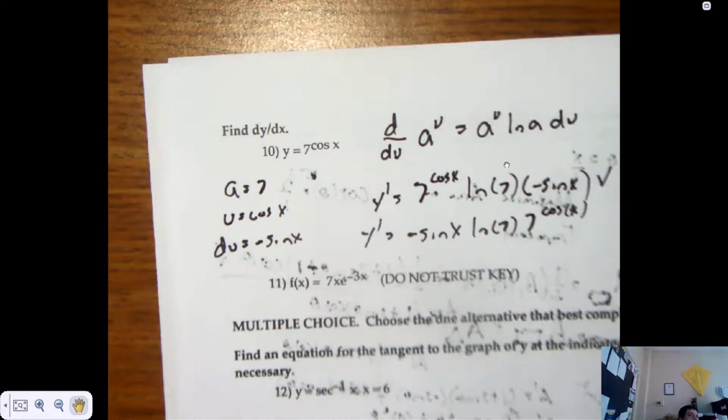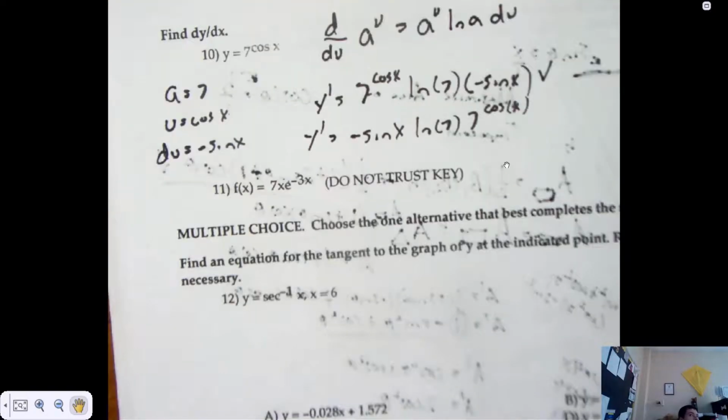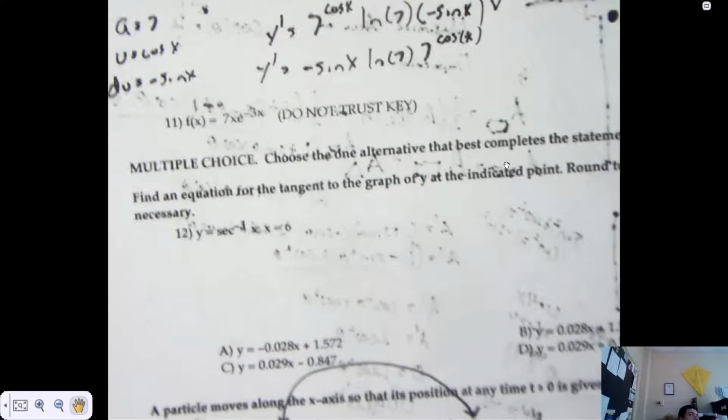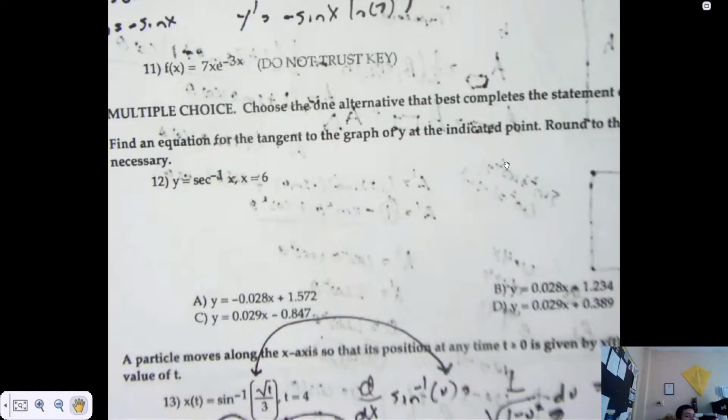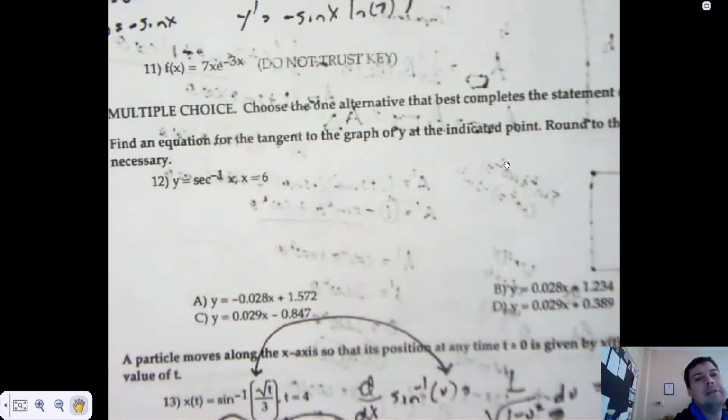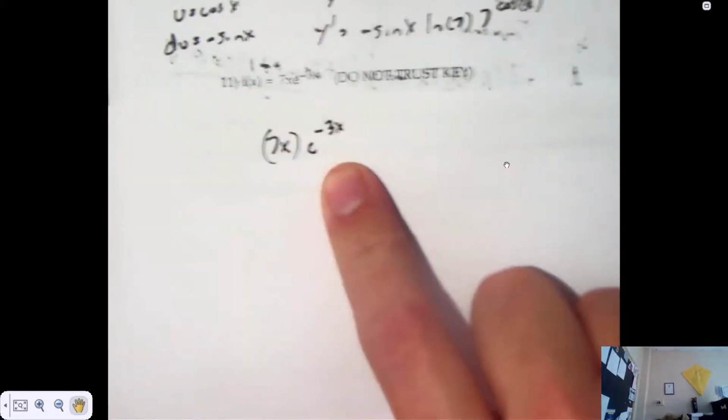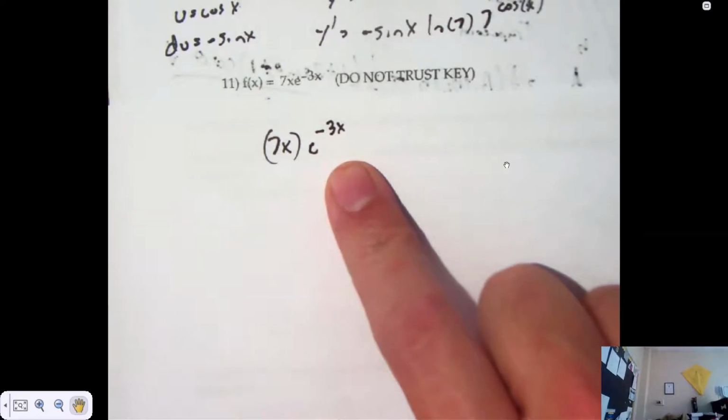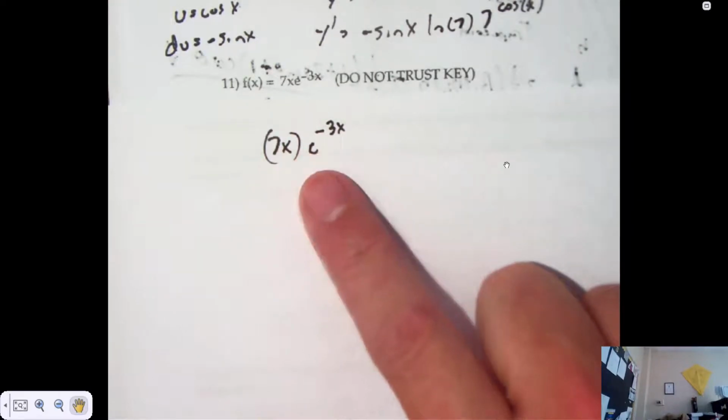Number 11, it says you're not supposed to trust your key because I changed this problem before I hit the print button. So again, don't trust the key. 11 is actually the product rule. I've got so much black ink all over this thing, I'm going to get out a piece of white paper. When I look at 11, I see a 7x times an e to the negative 3x. It's the product of two things. You have to see that.